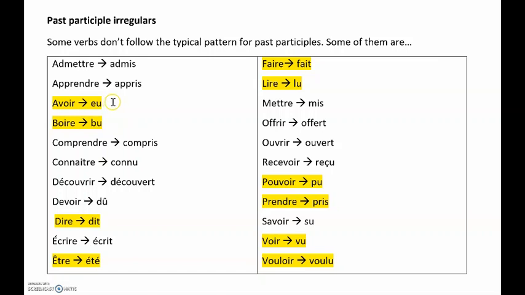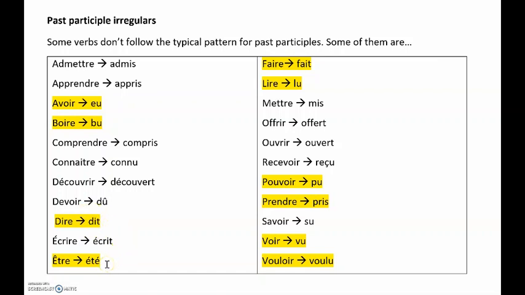Okay, so if I'm dealing with the verb avoir, which means to have, so if I'm saying I had a cat when I was younger or something like that, instead of changing that IR to an I, avoir is going to change entirely to U, just EU. Same thing down here for boire. If I'm saying I drank a coffee at the cafe yesterday, it would change to bu as my past participle. For dire, which means to speak or to talk, it would change to dit.